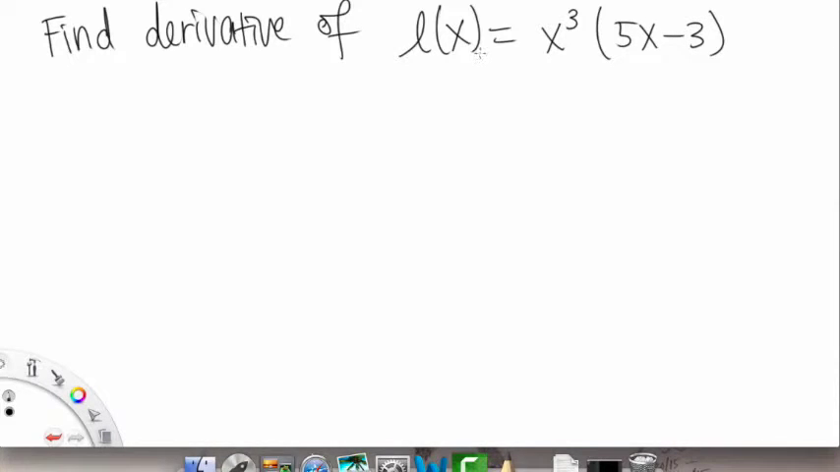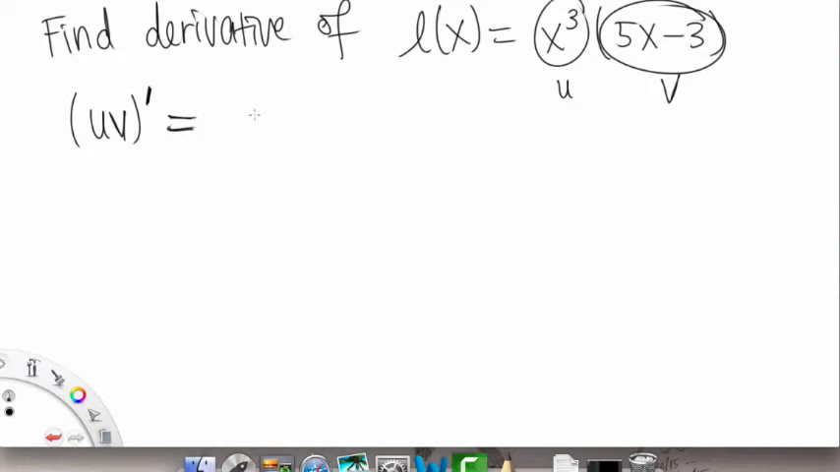Okay, so let's identify what's going on here. Technically we could just distribute the x cubed into each of these terms, but what we're going to do instead is apply the product rule that we just learned. So we're going to make this one our u function, and this is going to be our v function. Let's remember that simple rule: if we have the product of u and v, which are both functions, and we take the derivative, we get u v prime plus u prime v.